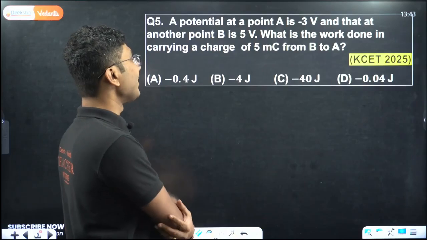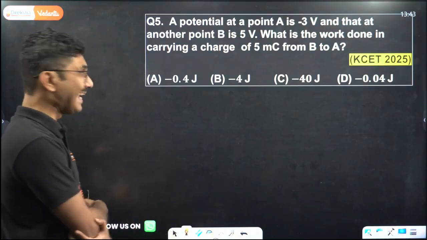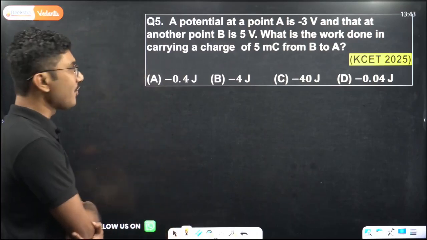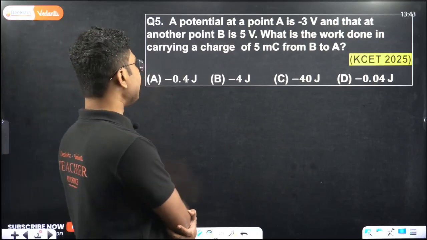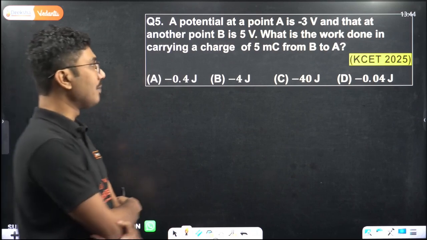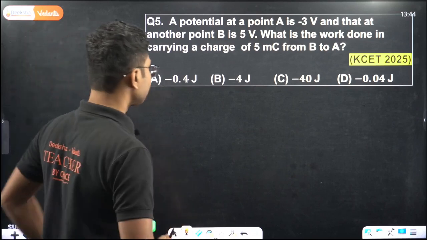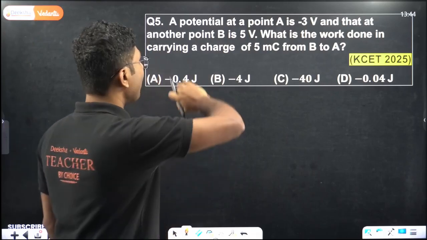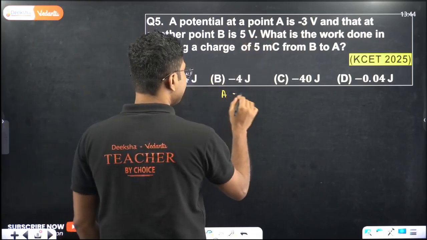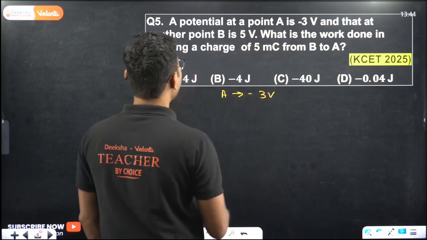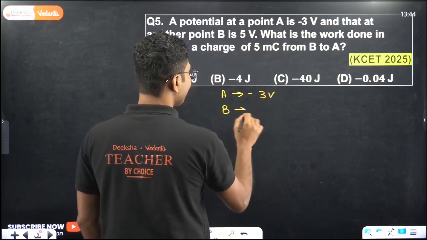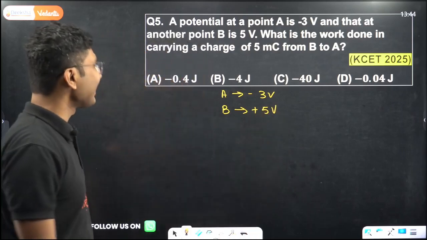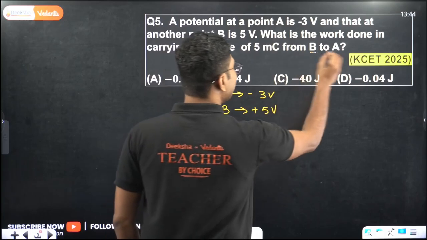Now question number 5. A potential at a point A is minus 3 volt and that at another point B is 5 volt. What is the work done in carrying a charge of 5 millicoulomb from B to A? So here, almost the same question came in 2025. A potential at point A is minus 3 volt, and that of another point B is plus 5 volt. Here both potentials are given. What is the work done in carrying a charge from B to A?